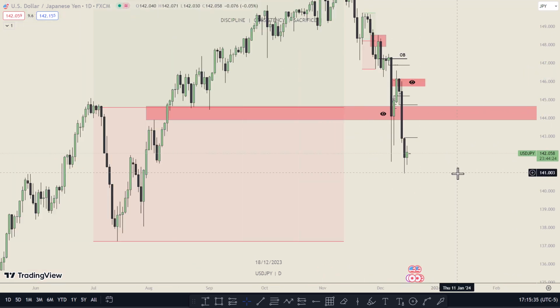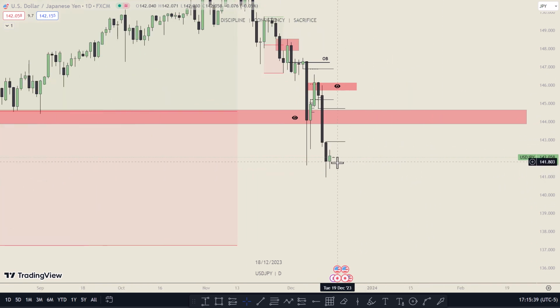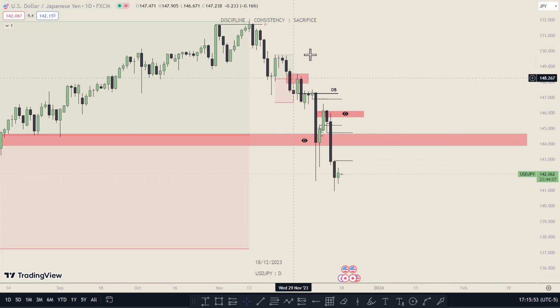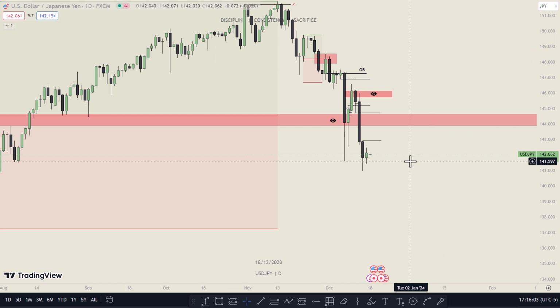So now, where is the draw on liquidity? Well, I want to see, as the Dixie, right? I want to see a retracement to this fair value gap right here, and then continuing lower. So the order flow is clearly bearish, right? We have a positive correlation with the Dixie, right? So I want to short from this area right here.